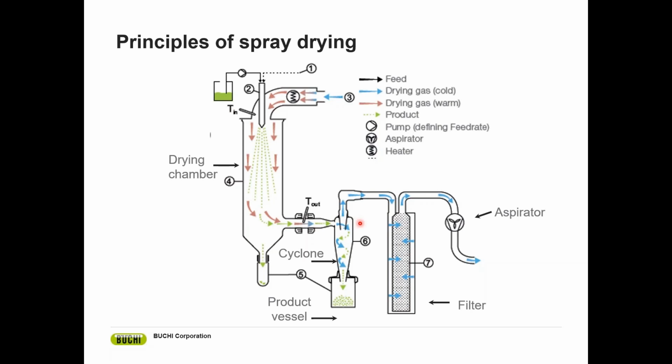If our product is nice and dry, we're going to see a vortex of material going through the cyclone, and then we want product in our collection vessel. We have a filter on the back side, so smaller particles that can't be captured go to a filter. And on the back side, we have the aspirator that continues to pull ambient air through the system. So we'll call this a semi-continual process.